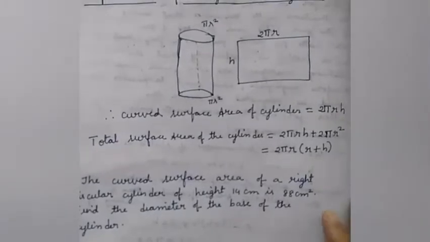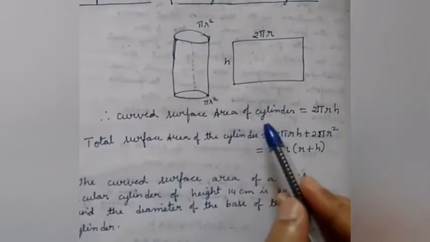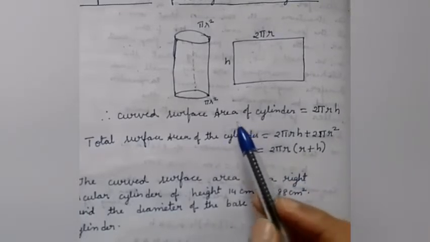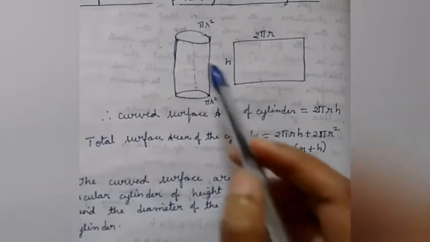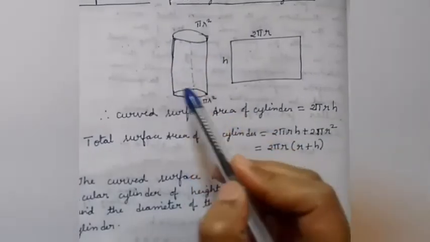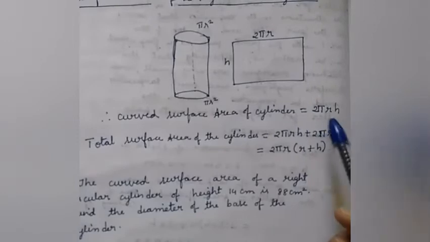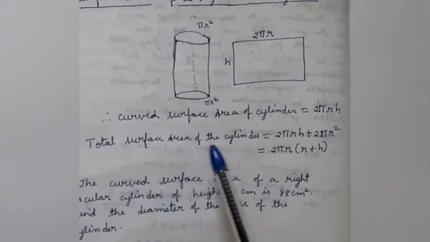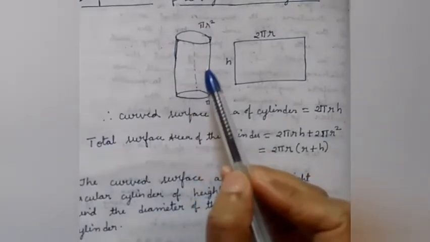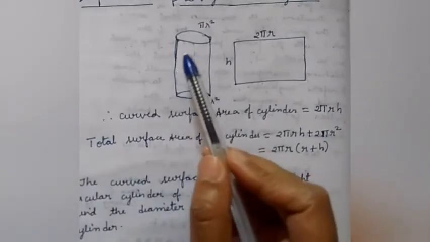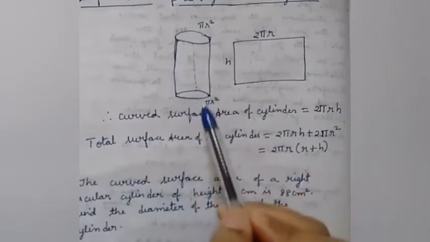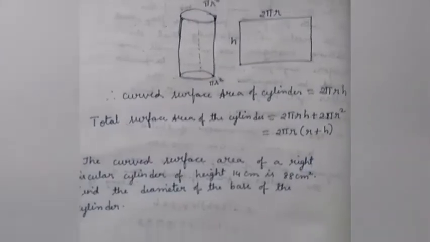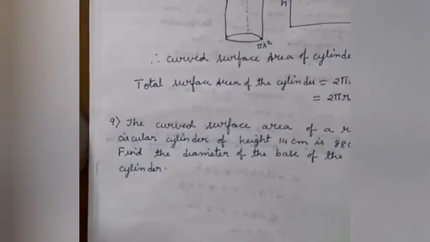Now let us solve the problem based on curved surface area of cylinder and total surface area of the cylinder. We have just now understood that curved surface area of the cylinder, that is, we are talking about area of this part, that is 2 pi r h. Whereas total surface area, here we are talking about the area of this curved surface as well as these two circles. So it is equal to 2 pi r into (r plus h). Now based on this, let us solve the problems.